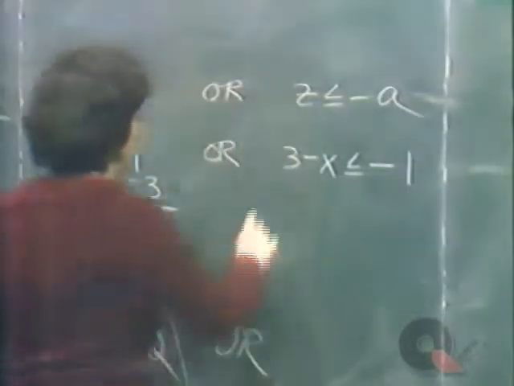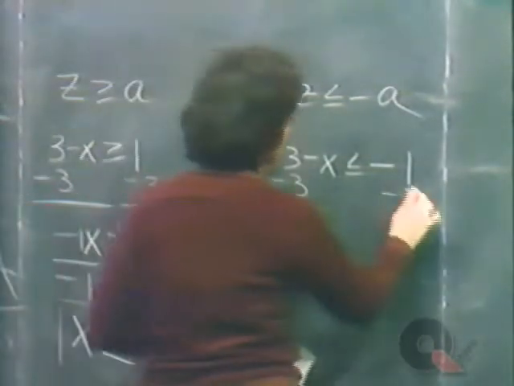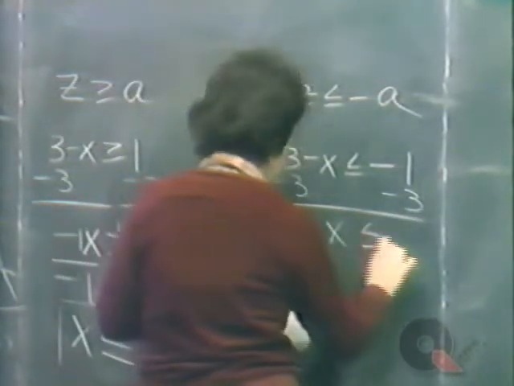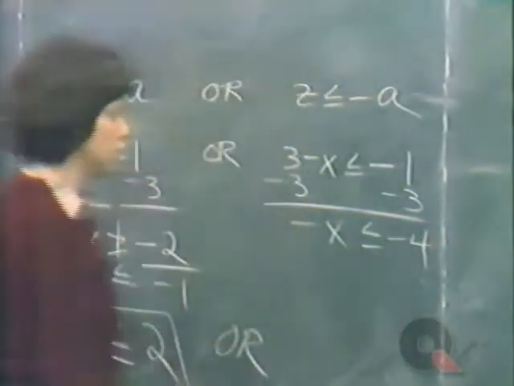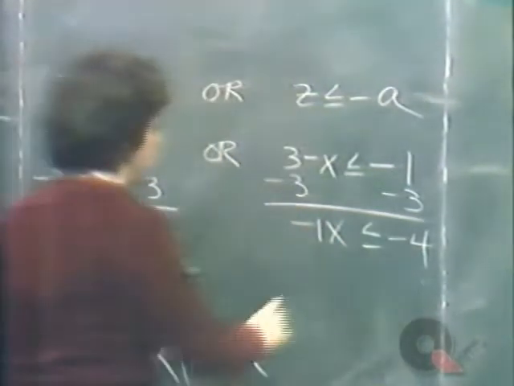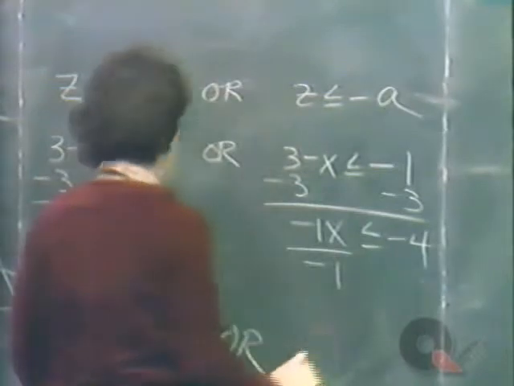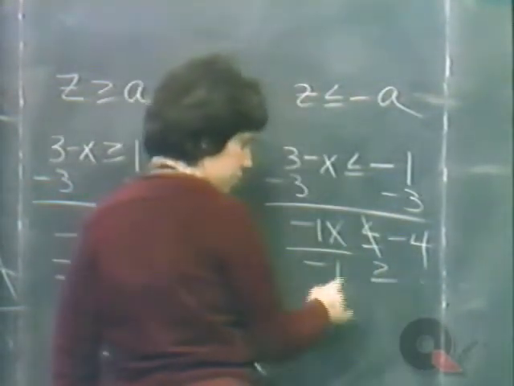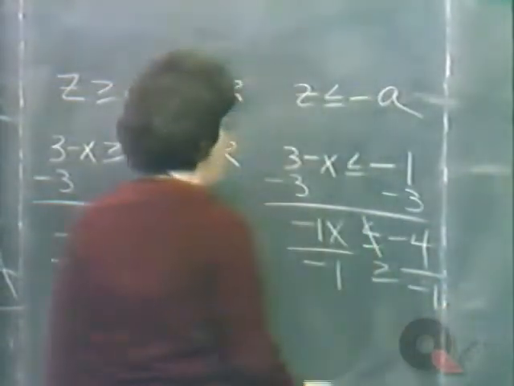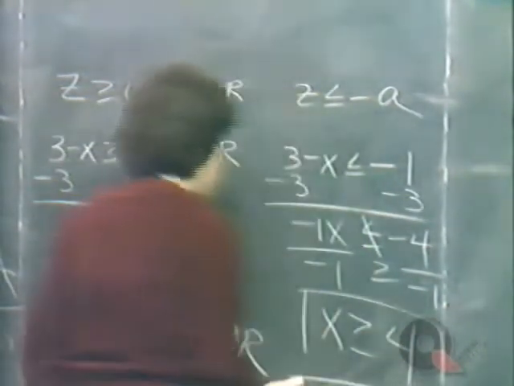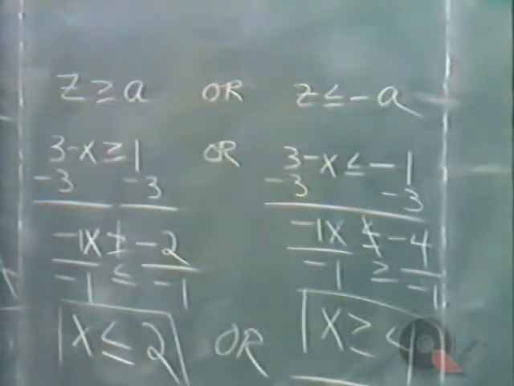Subtracting 3 from both parts, we get minus x less than or equal to minus 4. Once again, this is like minus 1x. We want to divide both sides by a negative. The less than or equal is reversed to a greater than or equal because we're dividing by a negative. And we get x greater than or equal to 4. X less than or equal to 2 or greater than or equal to 4.